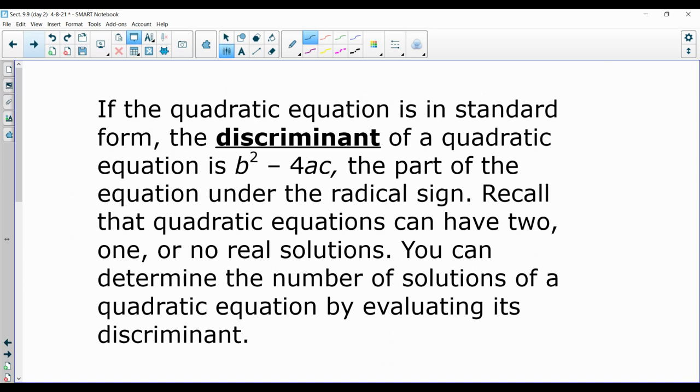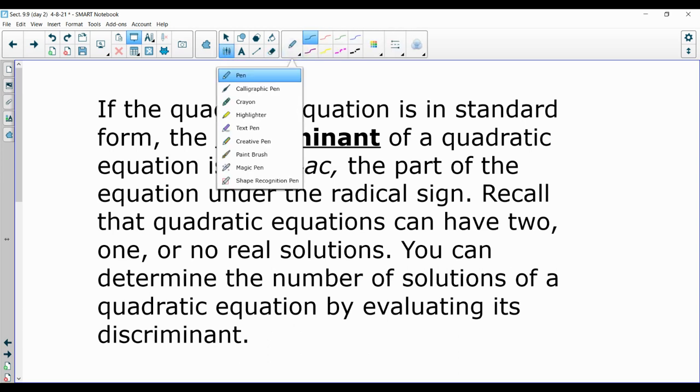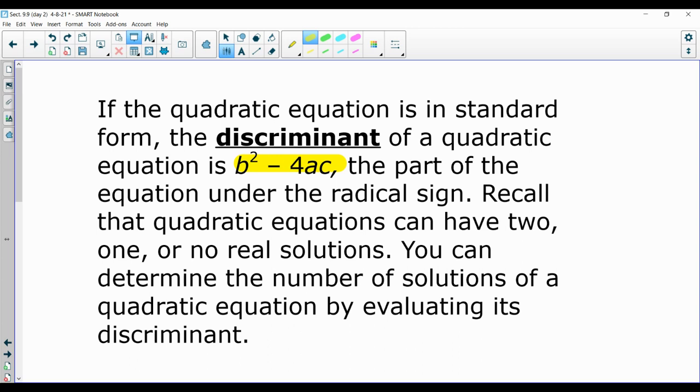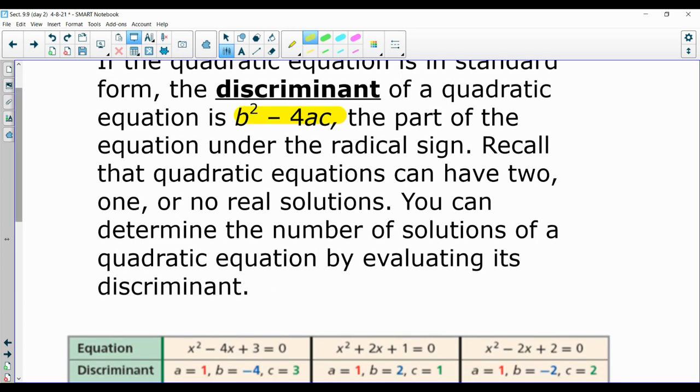So the discriminant is just this part right here, and it's a fancy word. It's the b squared minus 4ac. It's what comes underneath the radical, but you don't use the radical. You just say the b squared minus 4ac. This tells us some information about our answers. It tells us what type of answers we get and how many. So you can determine the number of solutions of a quadratic equation by evaluating its discriminant.